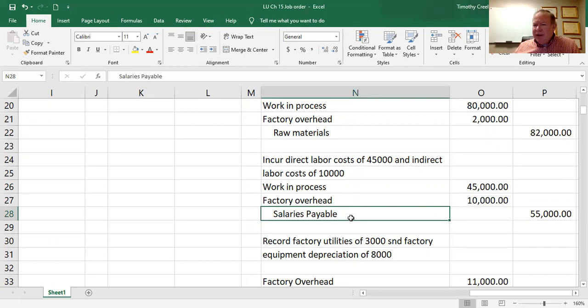Salaries payable is typically the account that's used, maybe wages or salaries payable. They basically are very similar accounts. So either one of those would typically be used here.